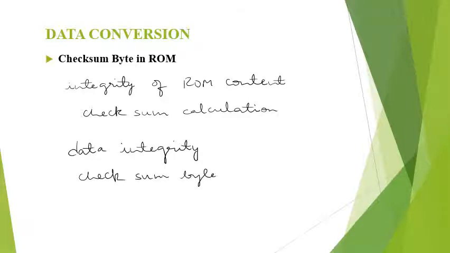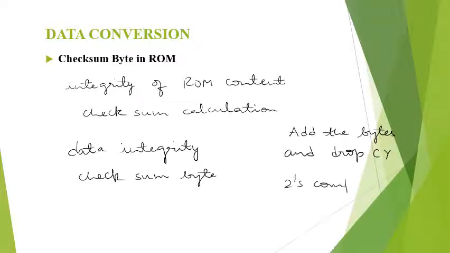So this checksum byte is an extra byte which is tagged to the end of the series of bytes of data. To calculate the checksum byte of a series of bytes of data, the following steps are to be followed. First add the bytes, and then ignore the carry or drop the carry, and then take 2's complement of the total sum, which will be the checksum byte.